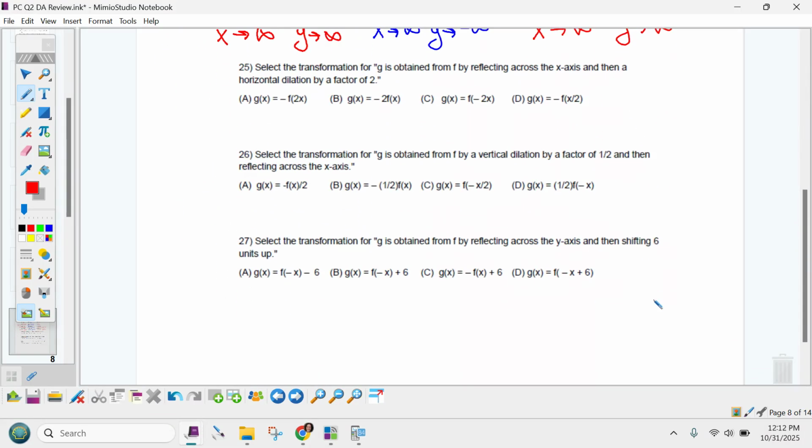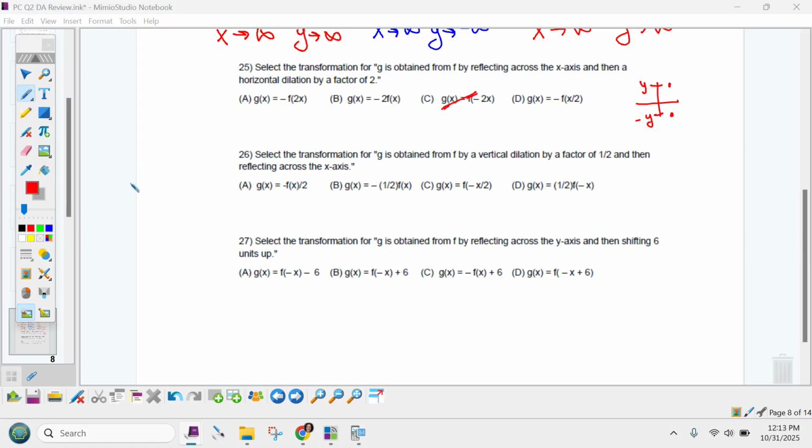All right. Select the transformation that is attained from reflecting across the x-axis. So reflection across the x-axis makes the y negative. So that is a negative in the front. So not C. Okay, so that can either be A, B, or D. So now I've got 3 choices. So that's a negative coefficient in the front.